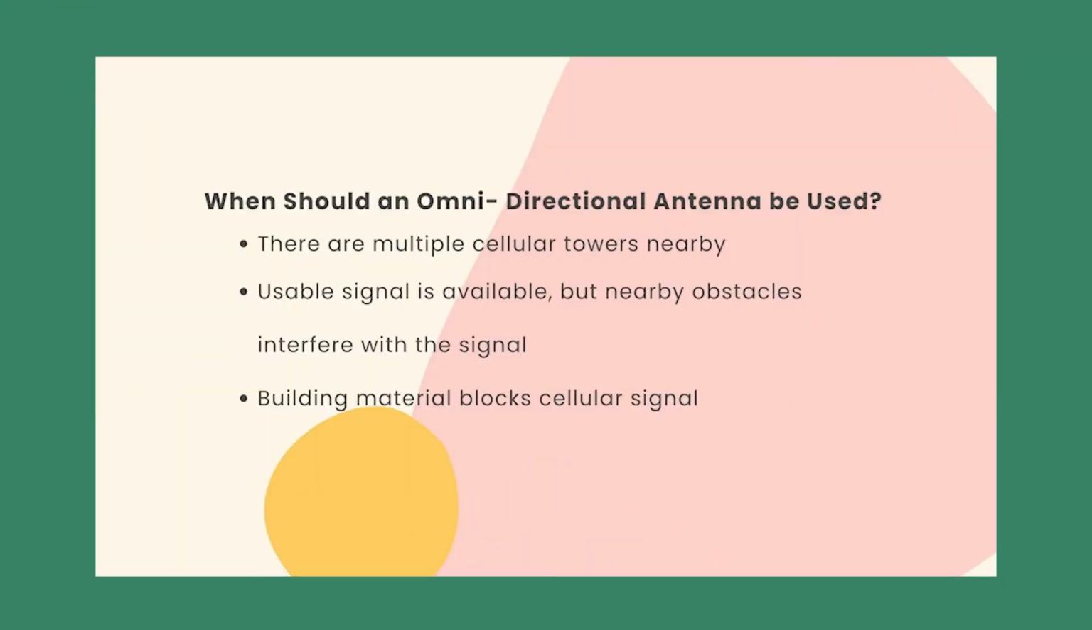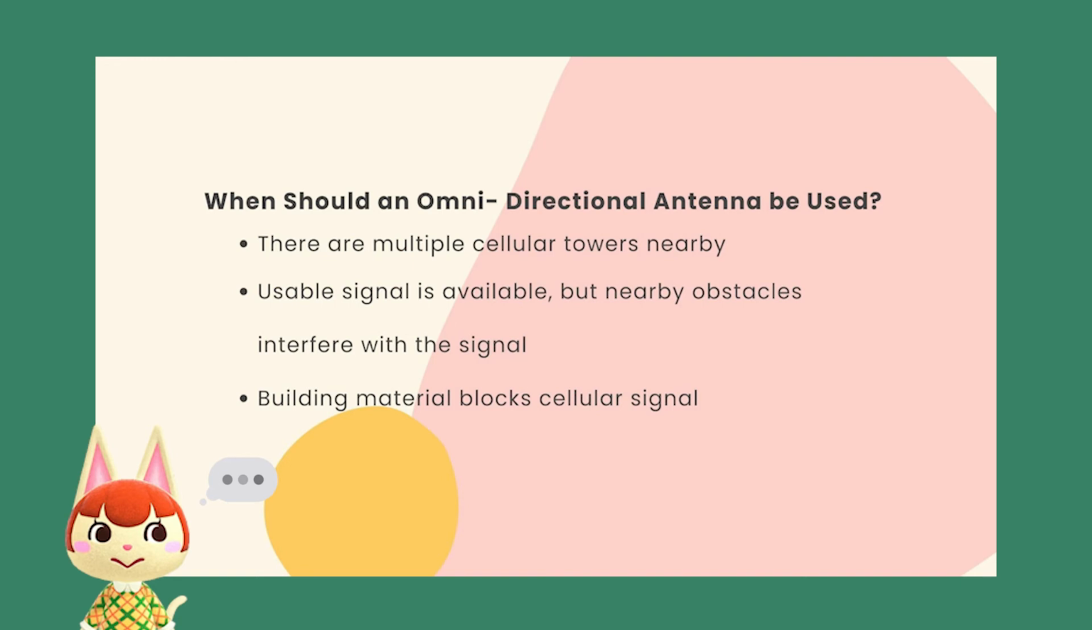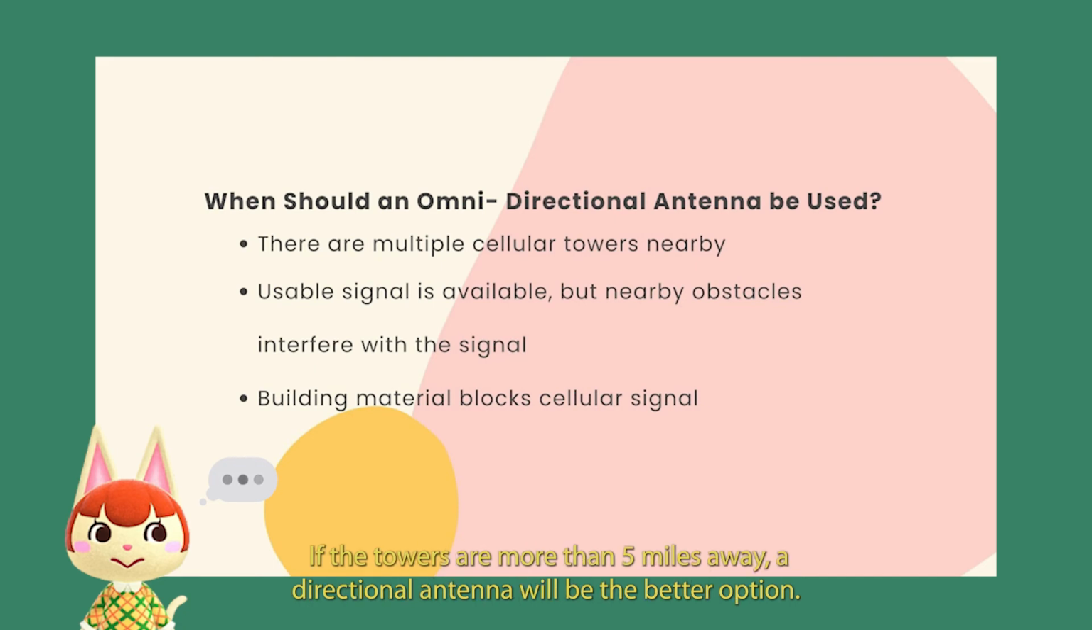When should an omnidirectional antenna be used? The below information will relate to cellular signals specifically. Cellular omnidirectional antennas work best in situations where, first, there are multiple cellular towers nearby, no more than 5 miles away. The antenna will be able to pick up multiple signals from every direction. If the towers are more than 5 miles away, a directional antenna will be the better option.